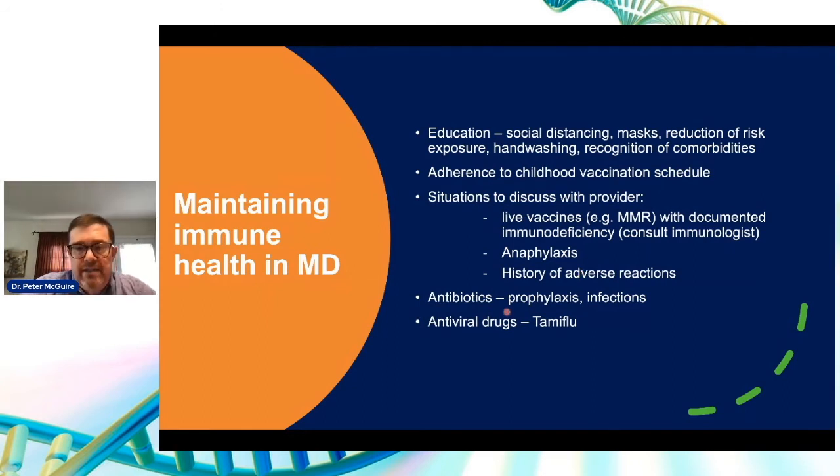We use antibiotics a lot in different inborn errors of metabolism to help with infections or even for prophylaxis to help prevent infections, as well as antiviral drugs. So during flu season, there are some providers who will actually prescribe Tamiflu because Tamiflu has to be taken early during influenza infection for it to be effective. So some individuals actually have that in the home.